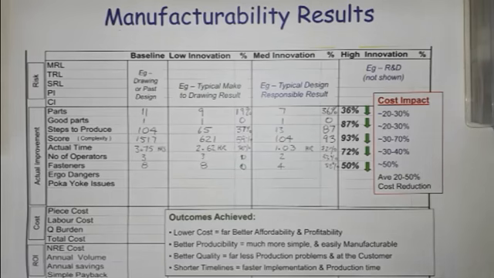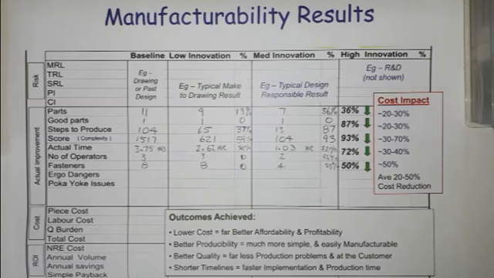If, however, you're a design-responsible supplier, then you'll get the results typically under the heading of medium innovation. As you can see, the number of parts has gone from 11 to 7. The number of steps to produce all of the parts has gone from 104 to 13, and that's because we've been able to redesign the whole design down to a much simpler design.